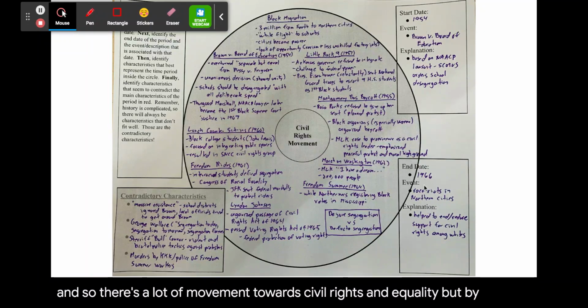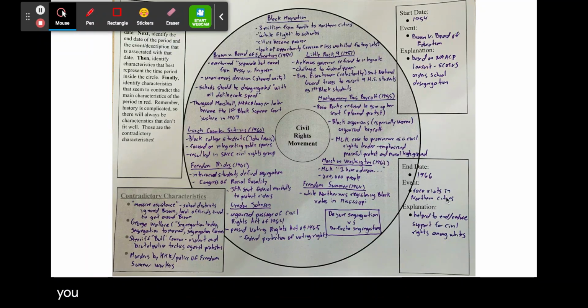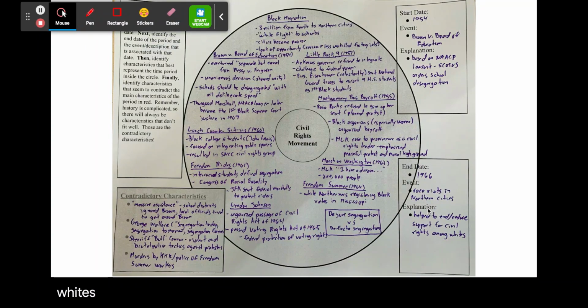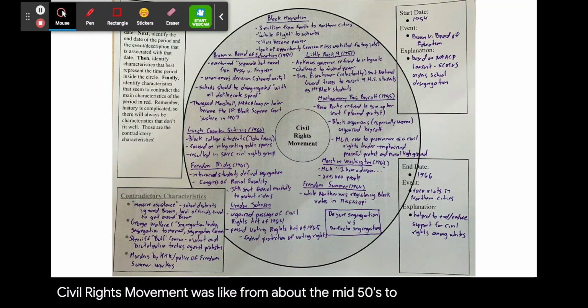But by 1966, there are some race riots in northern cities, and this really helped to reduce support for civil rights among whites. And we start to see the civil rights movement transition into things like Black Power and that sort of thing. Okay, so that summarizes what the civil rights movement was like from about the mid-50s to about the mid-60s.